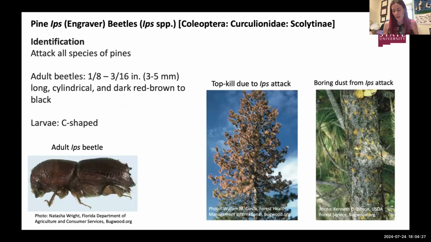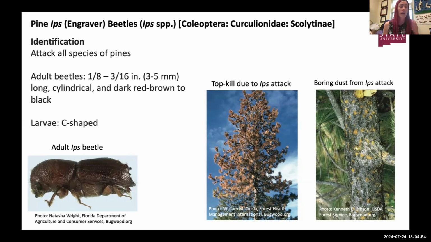The pine ips beetle. So any borer really is a frustrating pest to deal with, and that's because their damage inside of trees can be quite extensive. For this particular pest, I've only had one person have a case of it since I started a little over a year and a half ago.